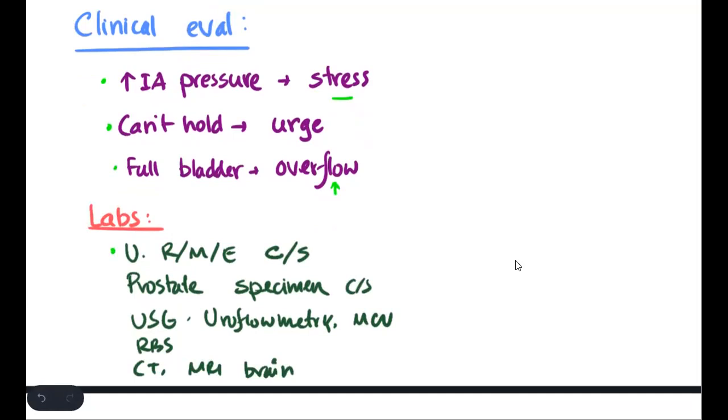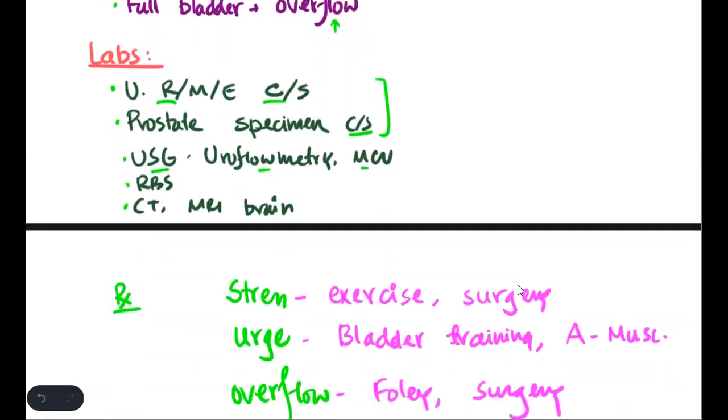What are the common investigations that we have to do? Starting with the urine examination, urine routine examination and culture, prostate specimen collection and culture, because UTI and prostatitis are common causes of incontinence, and they can usually cause the urge incontinence. Then we also do the ultrasonography, uroflowmetry, and micturating cystourethrogram to identify any structural abnormalities in the kidney, ureter, and bladder system. Also do an RBS because diabetes can cause polyuria, and that can lead to incontinence. In patients suspected of having neurological disease, we also have to do CT scan and MRI of the brain.